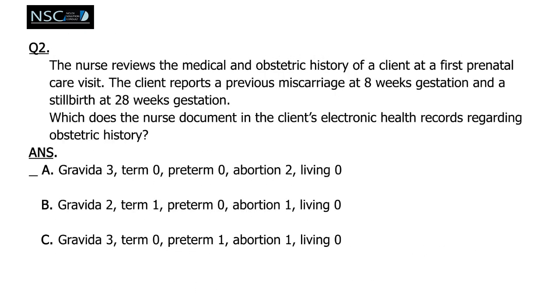Question number 2. A nurse reviews the medical and obstetric history of a client at a first prenatal visit. The client reports a previous miscarriage at 8 weeks gestation and a stillbirth at 28 weeks gestation. Which does the nurse document in the client's electronic health record regarding obstetric history? Gravida 3, term 0, preterm 1, abortion 1, 0 living.